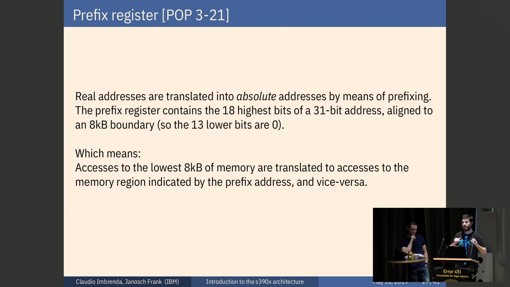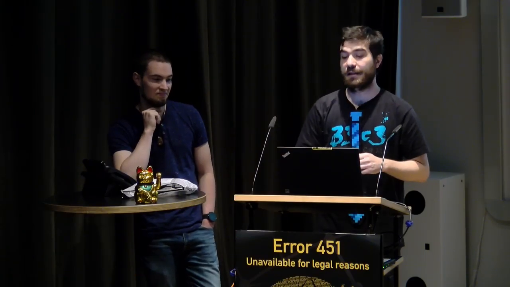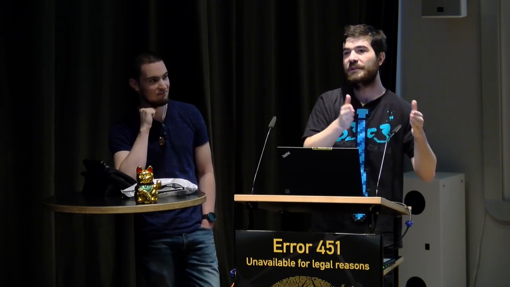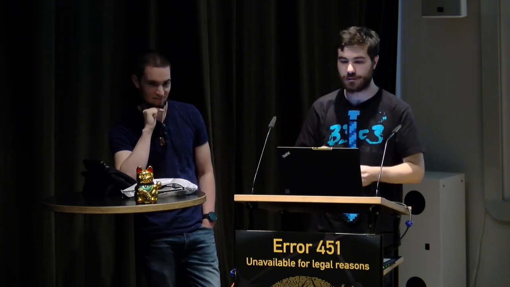So all these addresses are real addresses which are translated to absolute addresses by means of prefixing. This 8-kilobyte area that is specified by the prefix register is basically swapped with the lowest 8 kilobytes in memory. So when you think you're accessing the lowest 8 kilobytes, instead you're accessing somewhere else which is specified by the prefix register. And each CPU has its own prefix register, so basically the lowest 8 kilobytes of memory for each CPU map to different blocks of physical memory, which is called absolute memory at this point. And that's how it works.